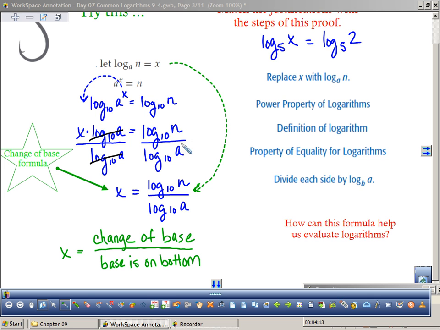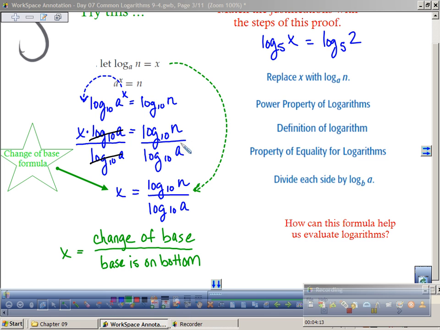Do you see this? It says log with a base of a to the n equals x. If I want to solve for x, I can take the log of n and compare it to the log of a.